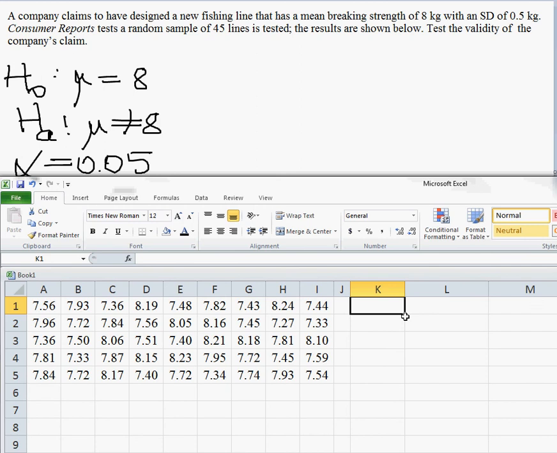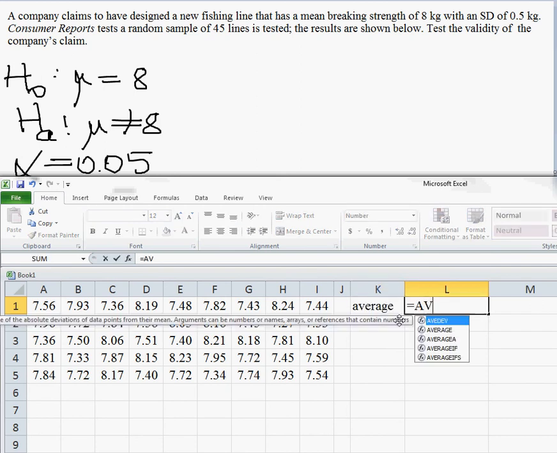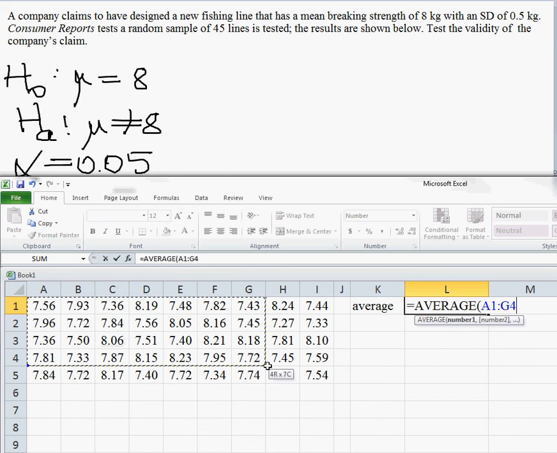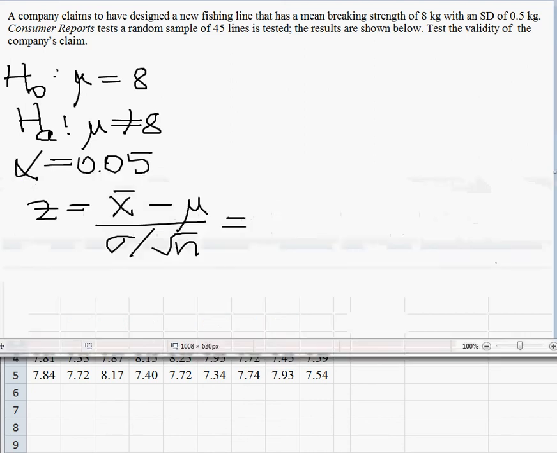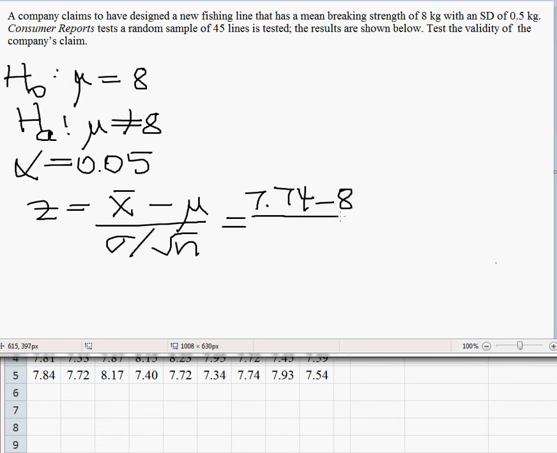The average is equal to the average of these 45 numbers. So that's equal to 7.74. So 7.74 goes here, minus 8, divided by the known value of sigma, 0.5, divided by square root of n. Now it's important that sigma is known. If sigma was unknown, we would have to use the t-test, which we describe in other videos in this series.